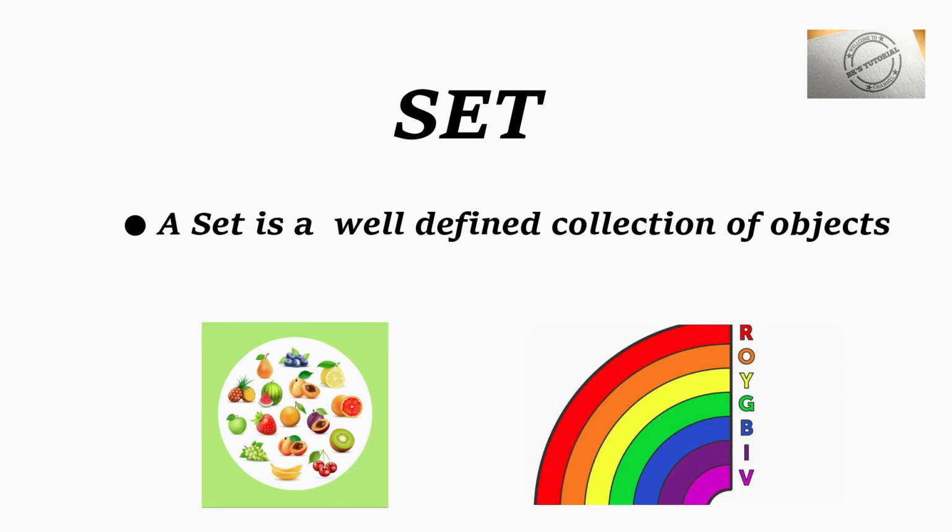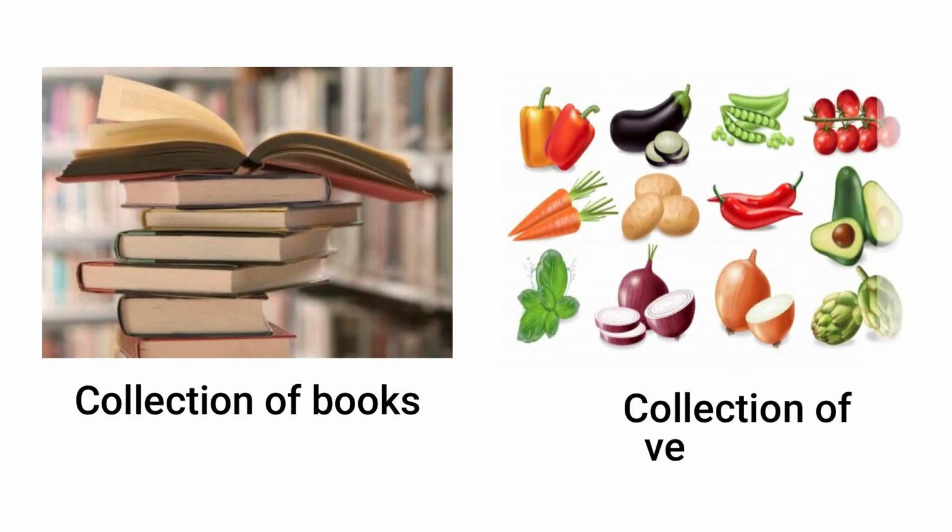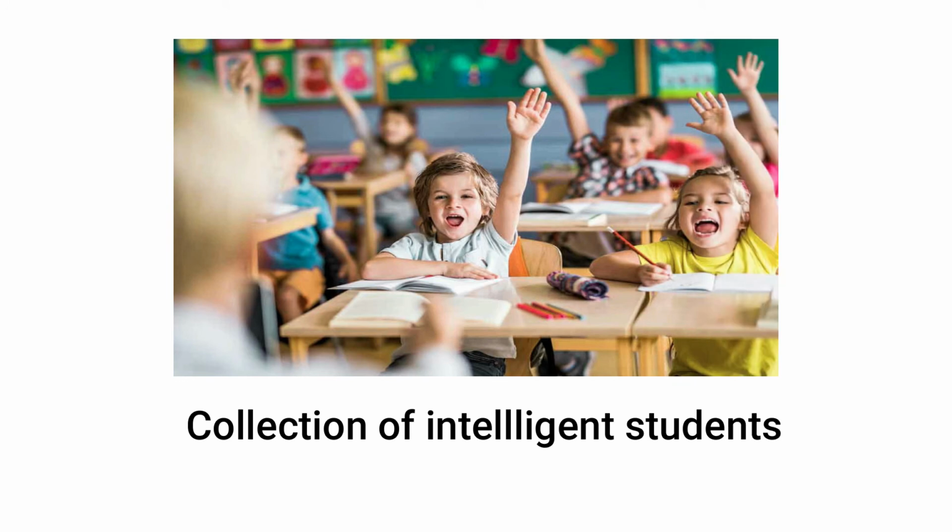To know about this well-defined collection of objects, let me show some more examples. In these examples, collection of books and collection of vegetables are well defined and therefore they are sets. Collection of intelligent students is not well defined because the word intelligent is difficult to agree on. I might consider a student to be intelligent, but you may not. So we will consider only those collections to be sets where there are no such comparisons.